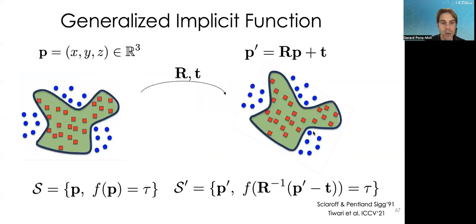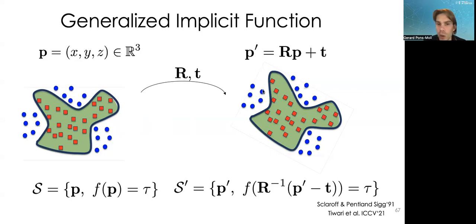To solve this problem, we build on ideas that were presented in computer graphics as far back as '91. The key challenge here is, how do we apply deformations to an implicit function? This can be easily done because if you want to apply a rotation and a translation to an implicit surface, basically what you need to know is the occupancy or the distance field in these posed new locations, P prime.